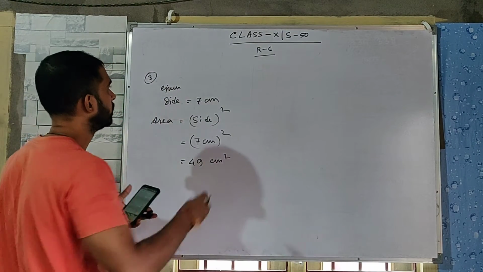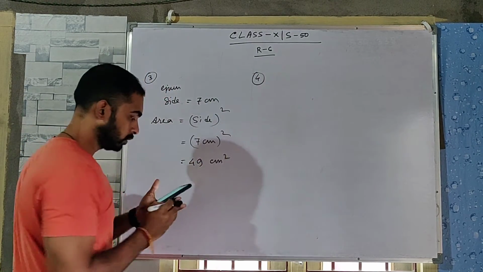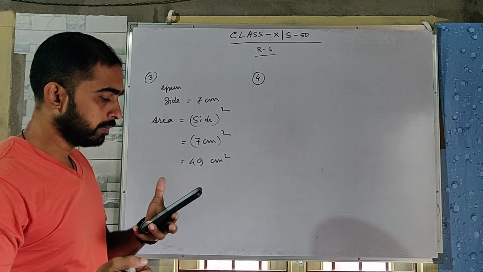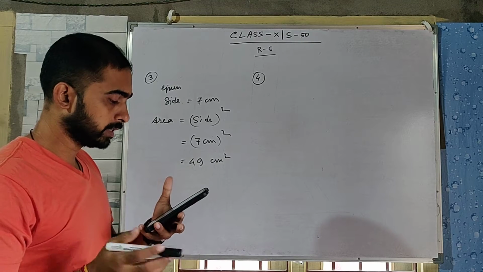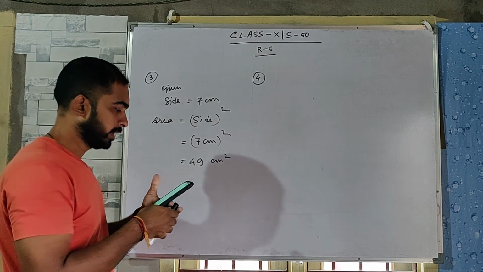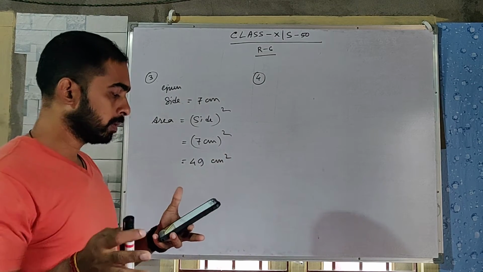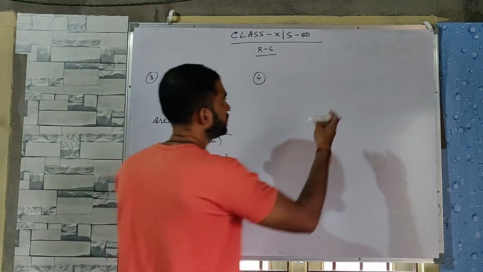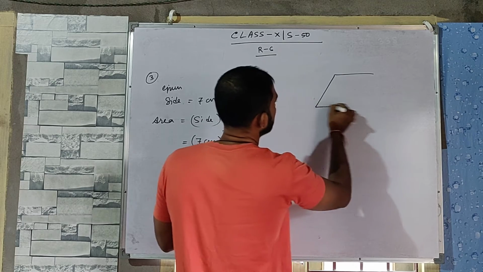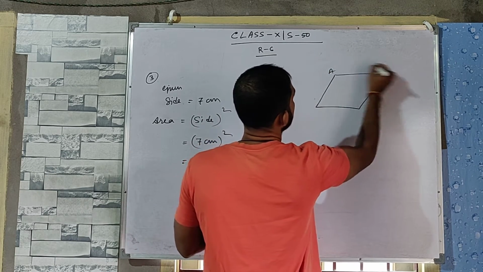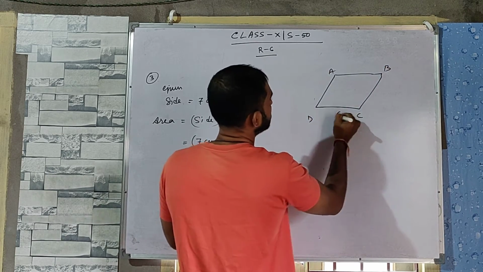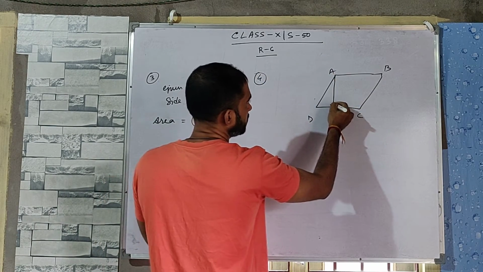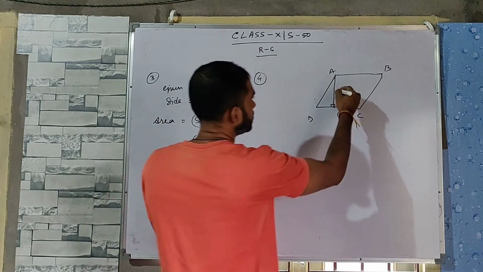Now question number 4. What is question number 4? The length of one side of a parallelogram is 6 cm and the height of the parallelogram with respect to the side is 3 cm. Then find the area. Here one side of the parallelogram is given and the height to that side is given. Suppose ABCD is a parallelogram. So this side is 6 and the height to this side is equal to 3 cm.